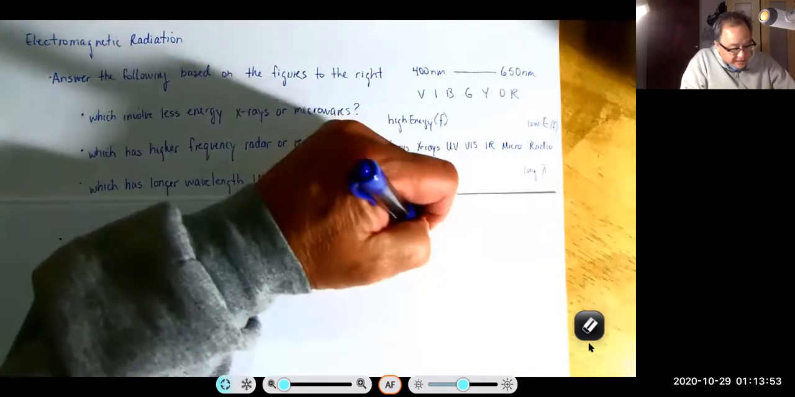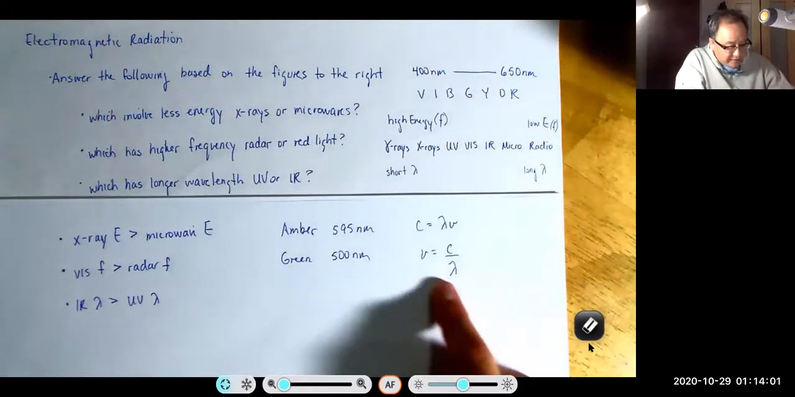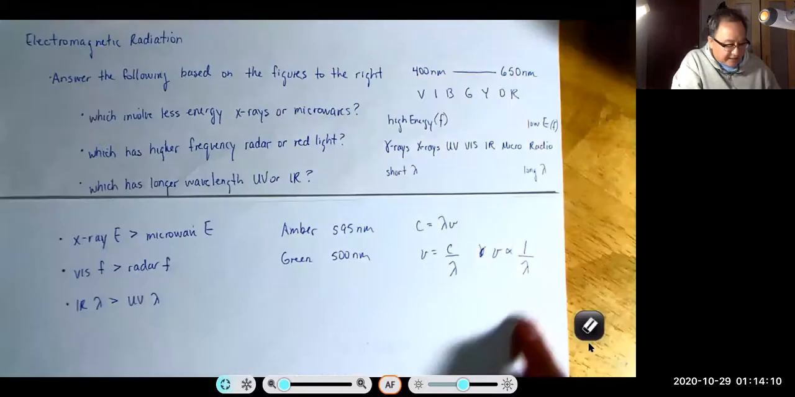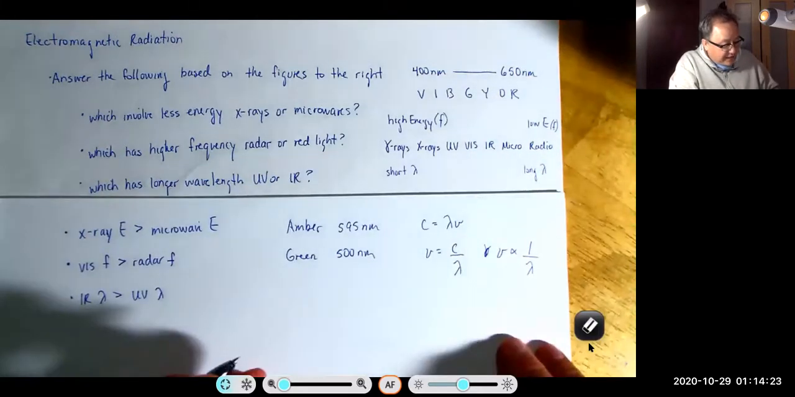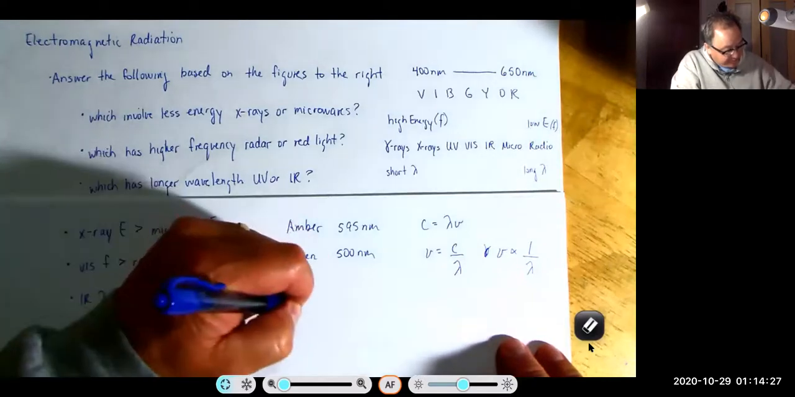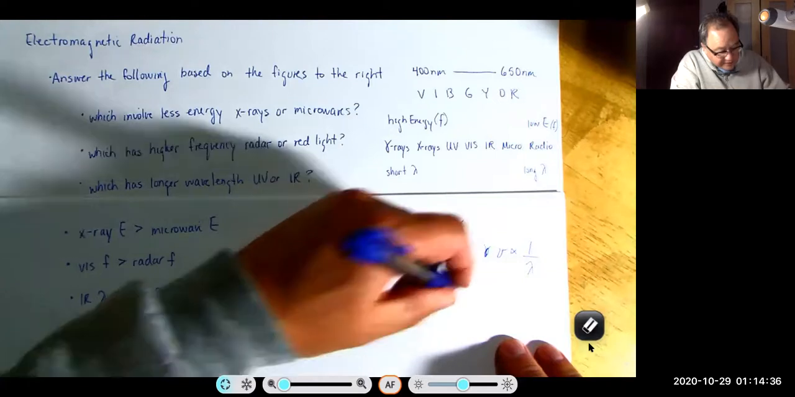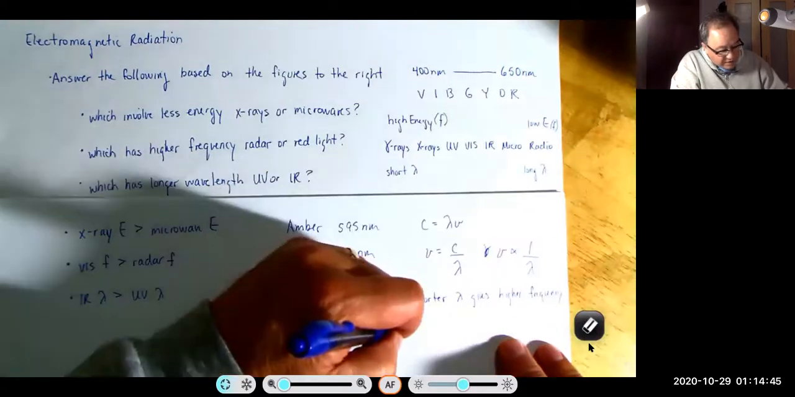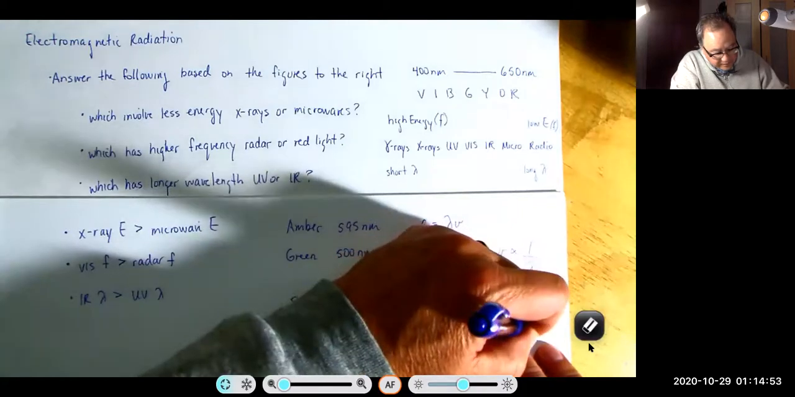So we know that c is equal to lambda nu, and so the frequency is equal to c divided by lambda. So you can see that nu, or frequency, is proportional to 1 over lambda. What this means is that if lambda gets bigger, the frequency gets smaller, and if lambda is small, the frequency is large. It's called an inverse relationship. So I don't actually need to calculate anything here. Since the frequency is proportional to 1 over lambda, the shorter lambda gives higher frequency. So 500 nanometers gives a higher frequency, and that would be the green light.